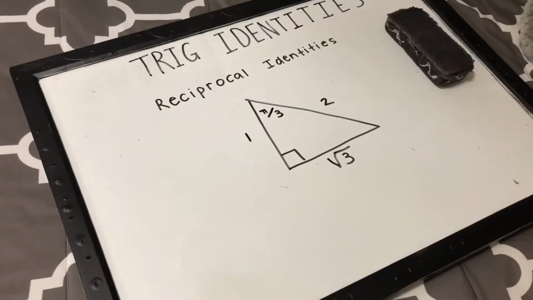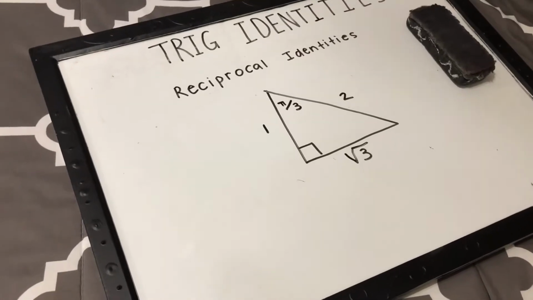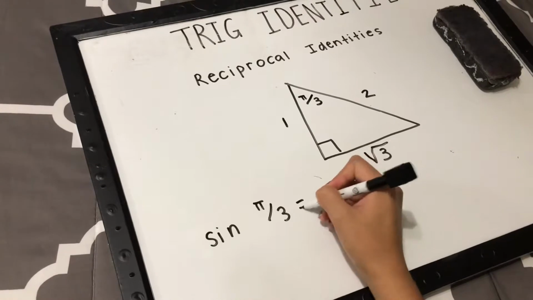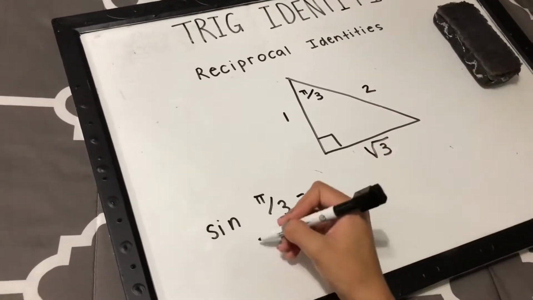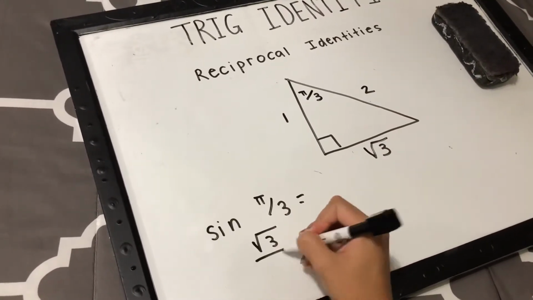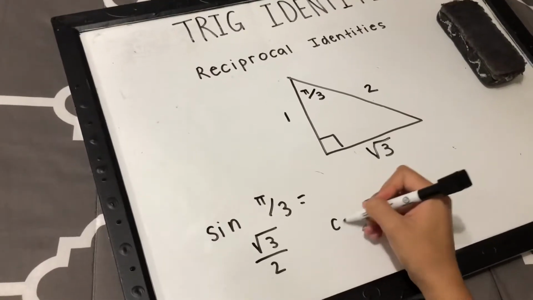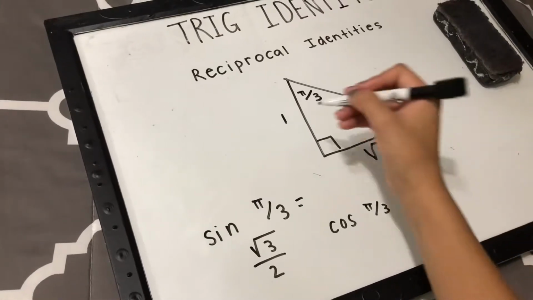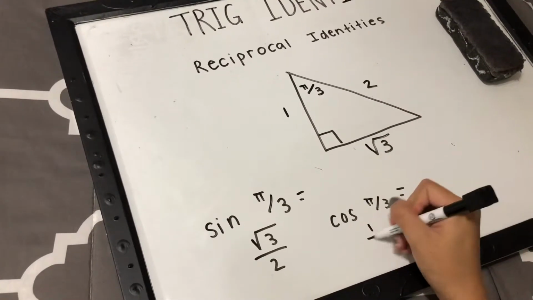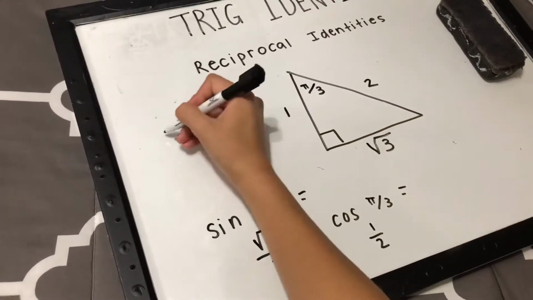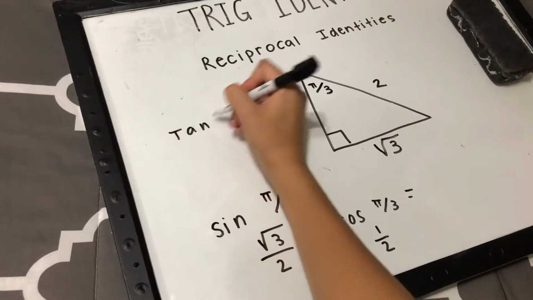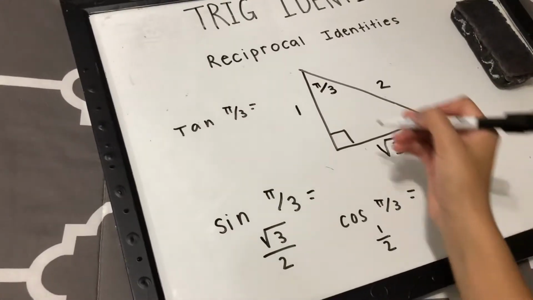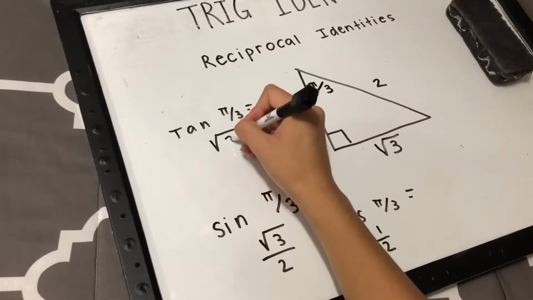So now let's go back to the example of my previous video. We know that the sine of pi over 3 is the opposite over the hypotenuse, so root 3 over 2. The cosine of pi over 3 is the adjacent over the hypotenuse, so 1/2. And I'll write tan over here. The tan of pi over 3 is the opposite over the adjacent, so root 3.